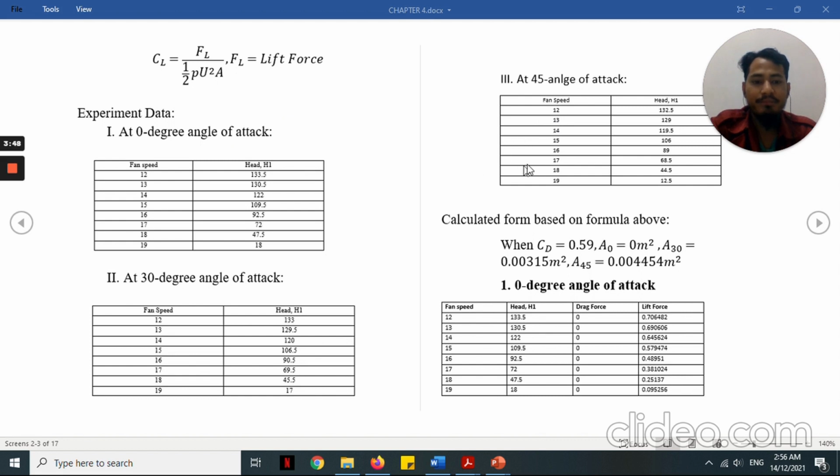So we key in the fan speed and head value in the equation, and then we get the drag force and lift force. For the 0 degree angle of attack, the drag force is 0 and the lift force is valid, since the highest one is 0.70688482 and the lowest one is 0.09.